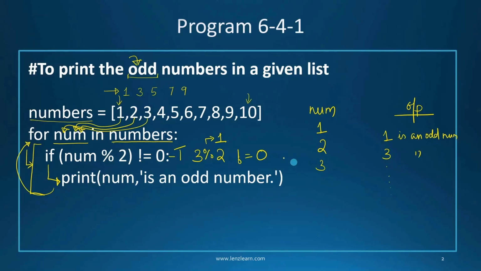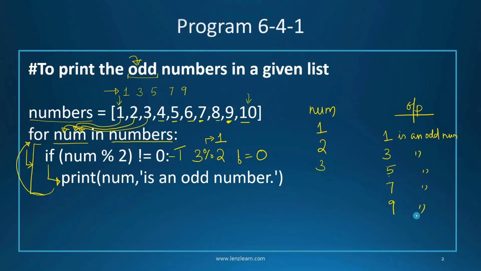Now this will continue up till 10. So here you can see 5, 7, 9. For all these numbers 5, 7 and 9, this condition will be true, and for 4, 6, 8 and 10, this condition will be false. Right? So in the output you will see only 1, 3, 5, 7 and 9. It will print after that is an odd number.